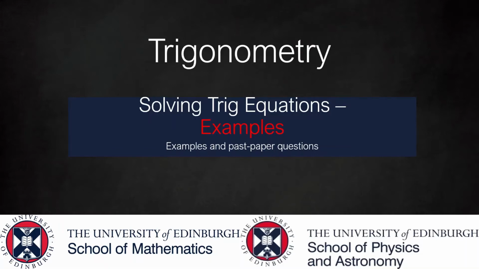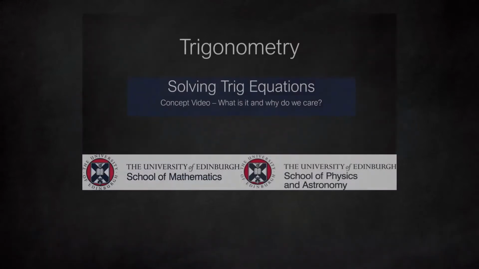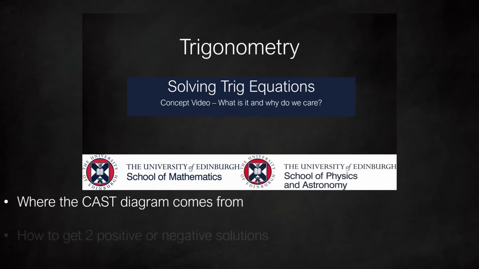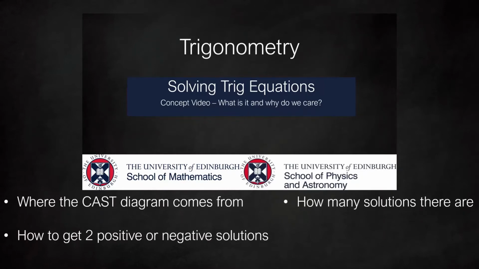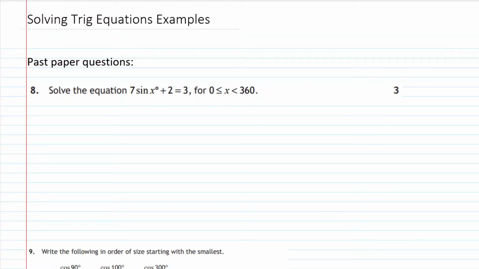Welcome to the examples video for solving trig equations, where we go over key examples and past paper questions. In the last video, the concept video for solving trig equations, we looked at where the CAST diagram comes from, how we can use it to get two positive or negative solutions, if there are always only two solutions, and why we care about solving trig equations at all. And now we'll go on to have a look at the examples. Let's have a look at some past paper questions.